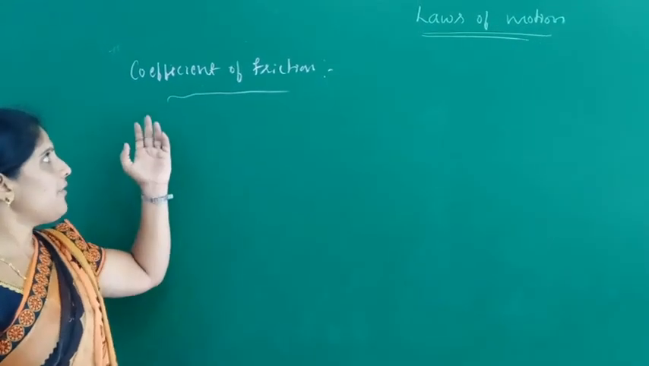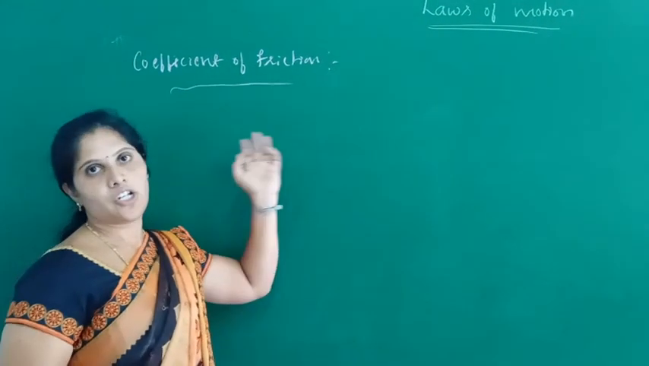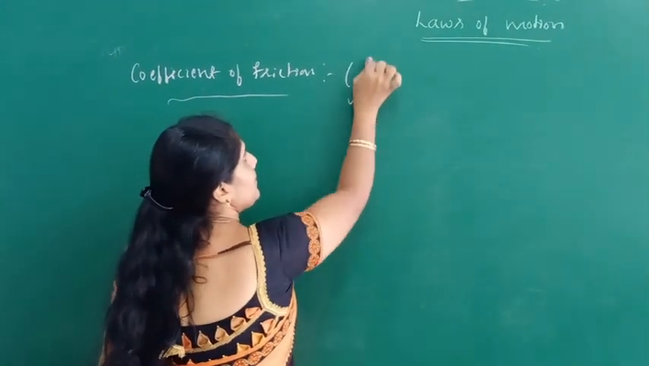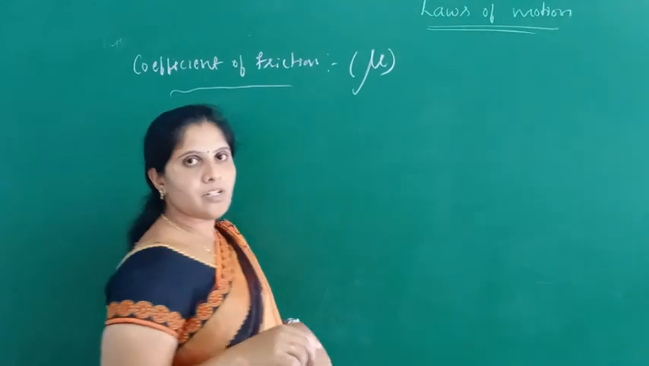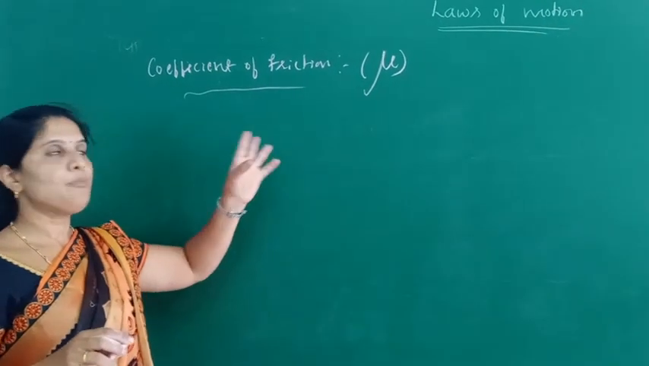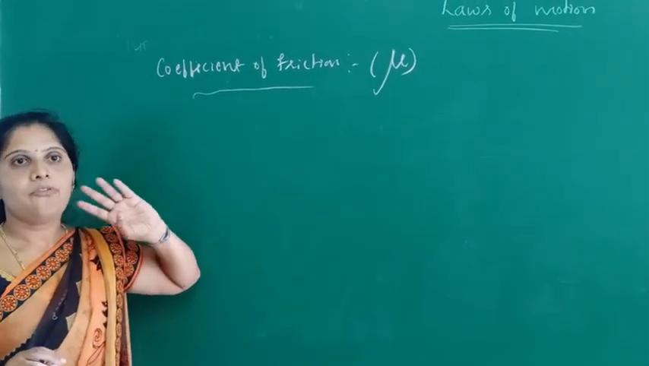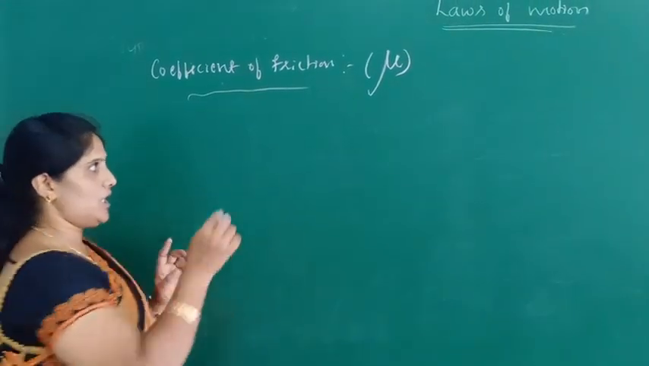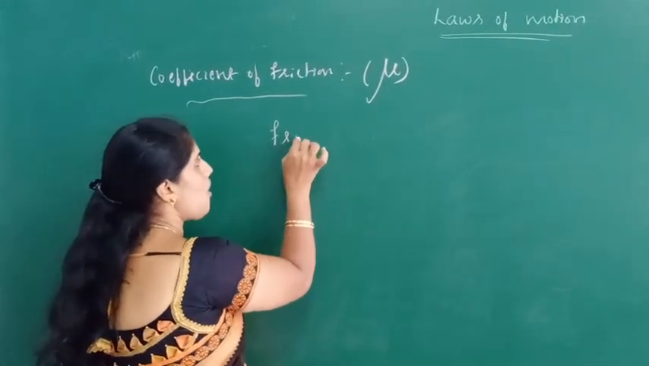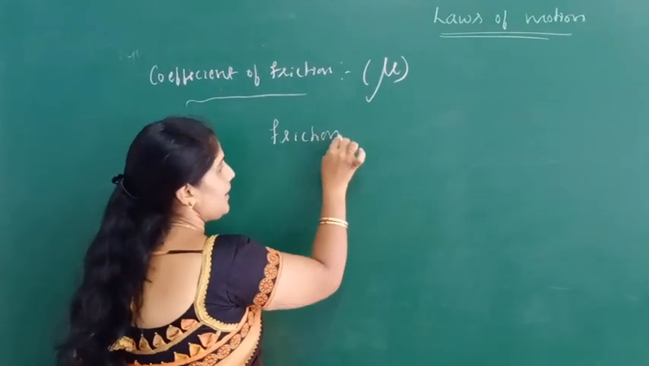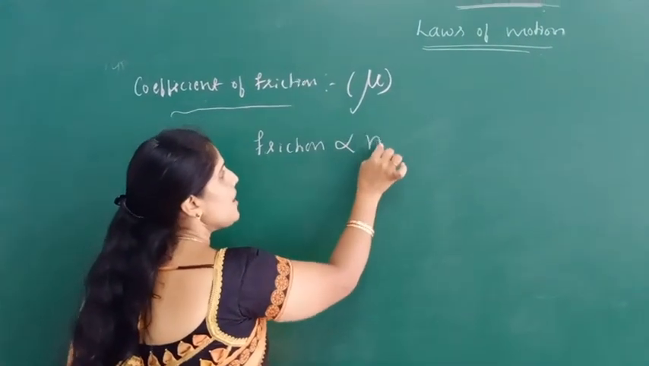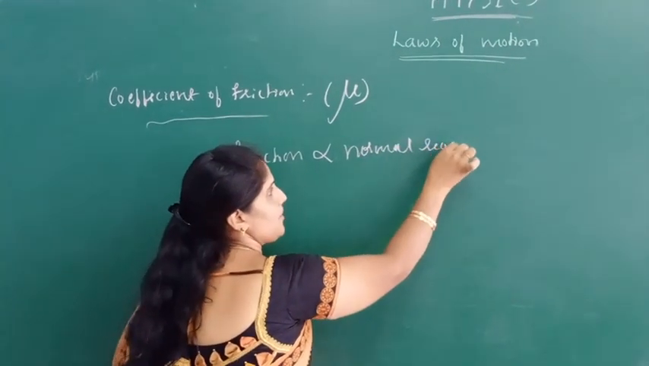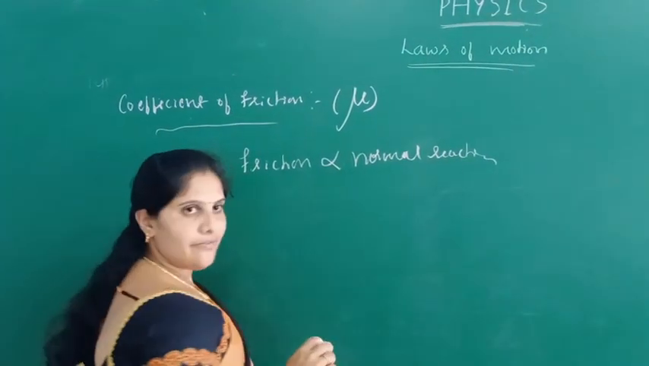Next, we define the coefficient of friction. The coefficient of friction is denoted by the letter mu. We know that friction is directly proportional to the normal reaction. Frictional force is directly proportional to the normal reaction.